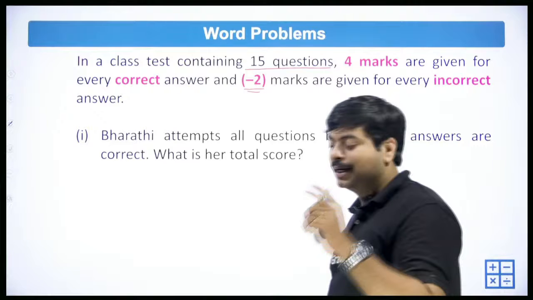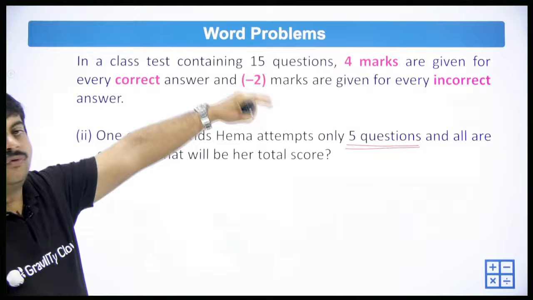Right? So let me discuss one more question, then we'll stop it here. In the same case, one of her friends, Hema, attempts only 5 questions. Only 5. So 5 into 4, how many marks is that? 5 into 4 is 20 marks, and all are correct. What will be her total score?